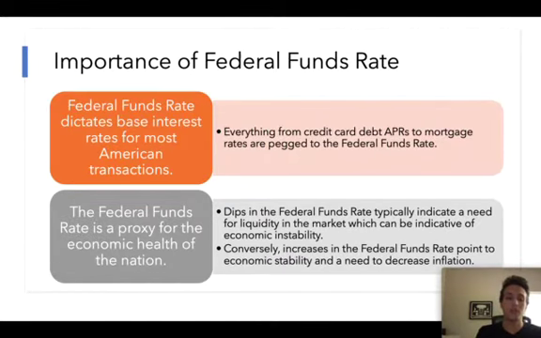The federal funds rate is a proxy for the economic health of the nation. Dips in the federal funds rate typically indicate a need for liquidity in the market, which can be indicative of economic instability. We've seen this during the 2008 financial crisis. We saw it during the dot-com bubble in 2001, and we're seeing it now again with the 2020 coronavirus crisis. Conversely, increases in the federal funds rate point to economic stability and a need to decrease inflation.